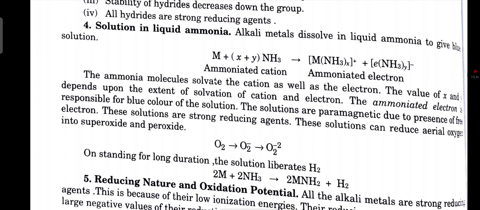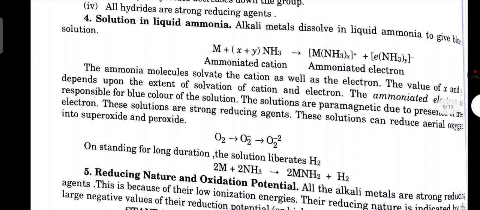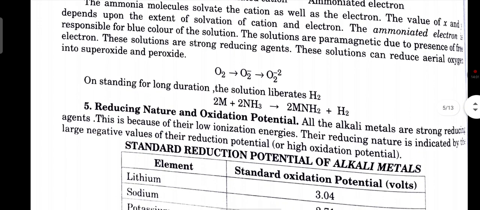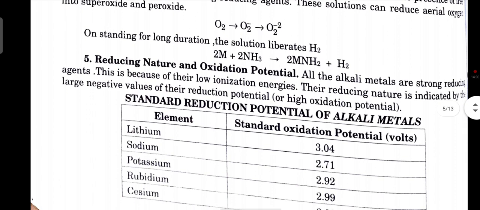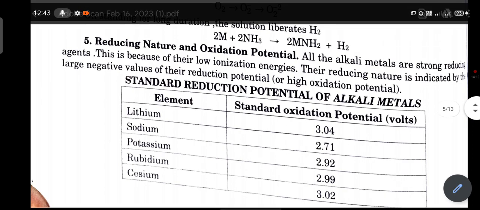The ammoniated electron is responsible for the blue color of the solution. The solution is paramagnetic due to the presence of free electrons. These solutions are strong reducing agents. These solutions can reduce aerial oxygen to superoxide and peroxide. On standing for a long duration, the solution liberates H2.